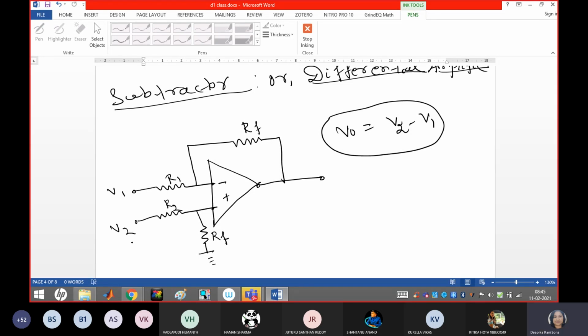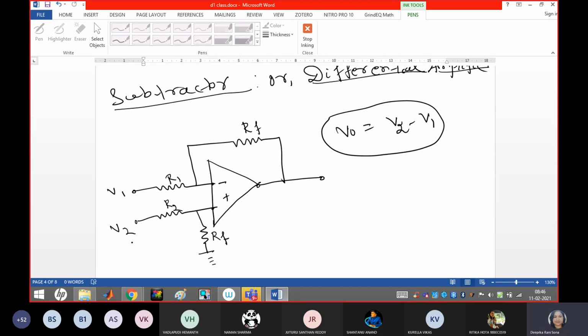You cannot subtract. Minus 5 plus 2 is how much? Minus 3. The negative weightage will be there. No, it will become inverting. If you want your answer in the positive with respect to that, you must use Vp minus Vn. Okay.